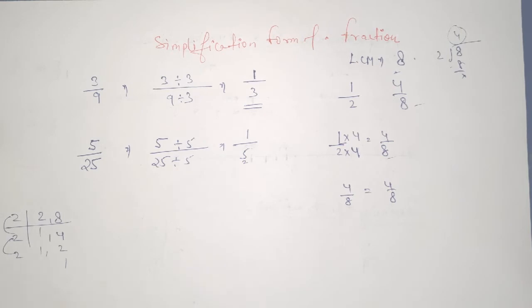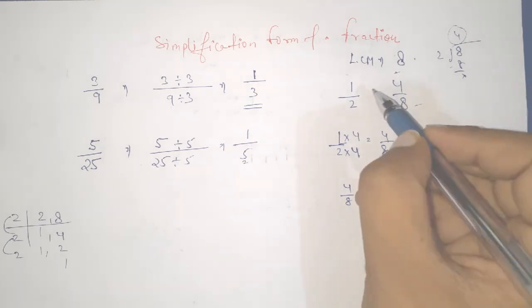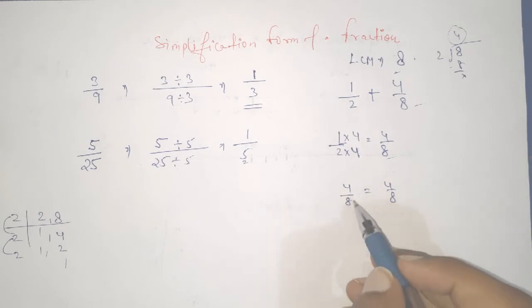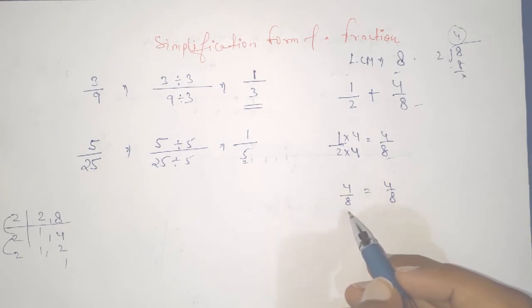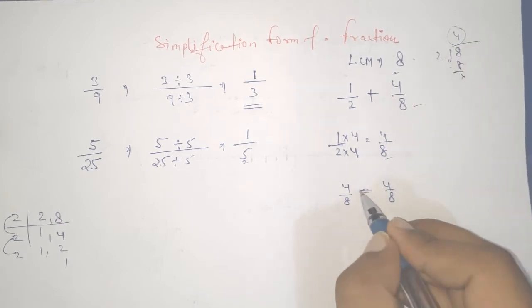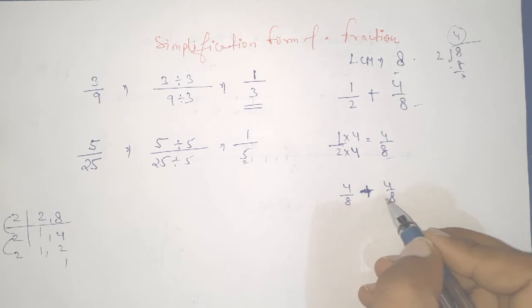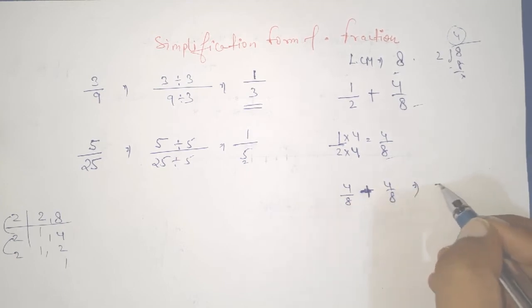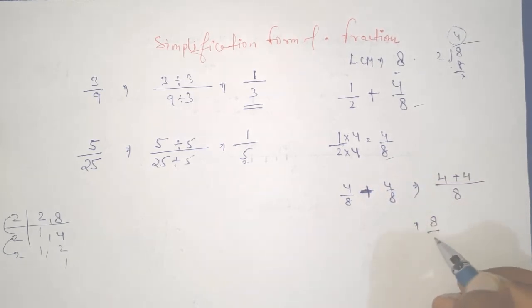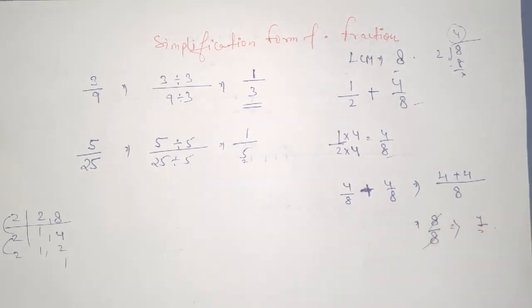If I ask you to add 1 by 2 and 4 by 8, likewise you can do it. You first have to make the denominators equal by finding the LCM, and then you can add. So 4 by 8 plus 4 by 8: the denominators are the same, so it will be 8, and above, 4 plus 4 is 8, giving 8 upon 8. If we cancel it further, 8 ones are 8, so 1 will be the answer.